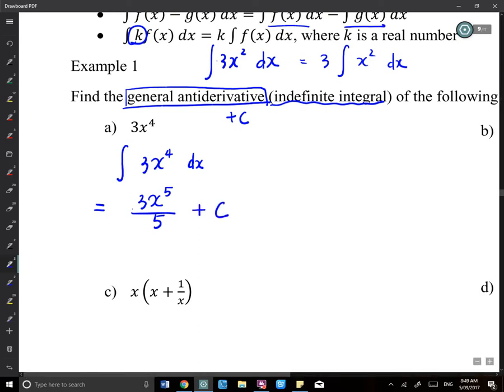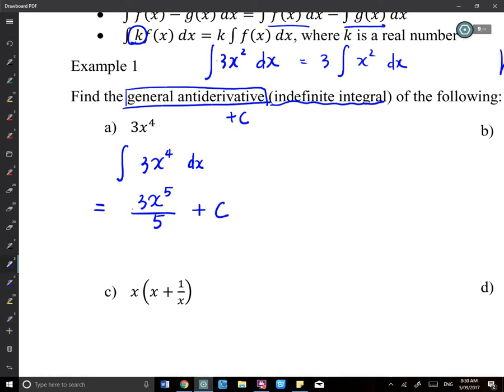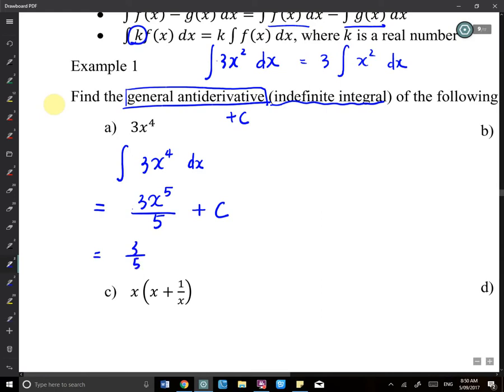And remember, you need to plus c at the back. After you get rid of the integral sign, you must have the plus c there. After you get to the line where your integral disappeared, at that line, you need to have the plus c. So what you have is 3 on 5, x to the power 5, and then plus c.